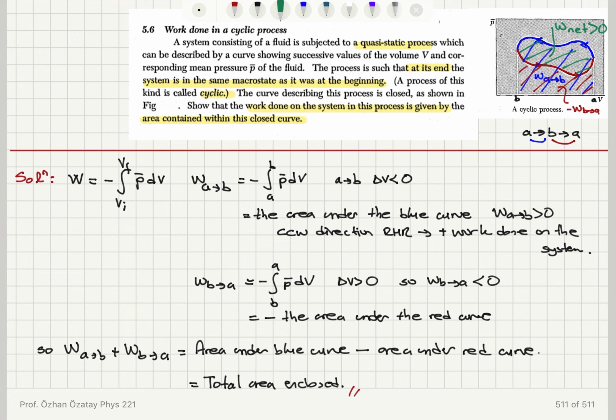Okay, so I subtract the area under the lower curve from the area under the upper curve. I find the total area enclosed, and that is the net work done on the system in the overall cyclic process.